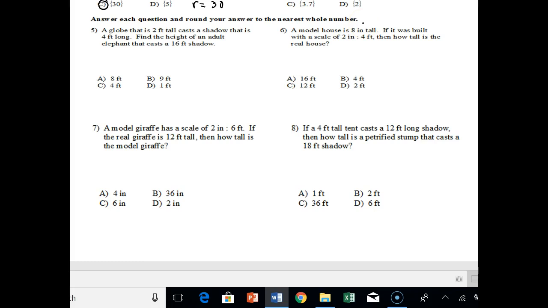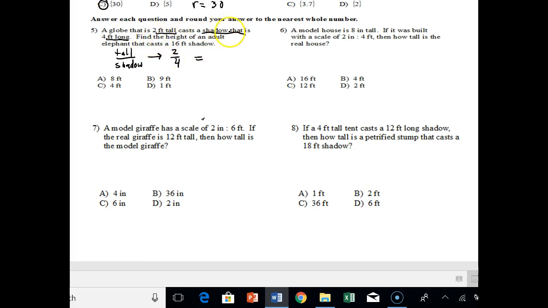So let's read. A globe that is 2 feet tall casts a shadow that is 4 feet long. So basically we are comparing things that are tall and how long their shadows are. So it's important to write this down because now we can write our first ratio. It was 2 feet tall and 4 feet long. So we'll write 2 over 4 equals, sorry, I didn't mean to write an equal sign here. I meant to write an arrow. So that's our first ratio, 2 over 4 equals.